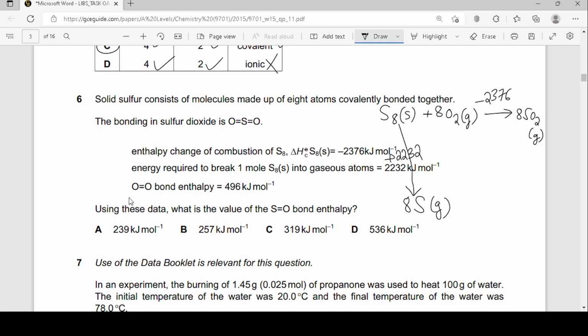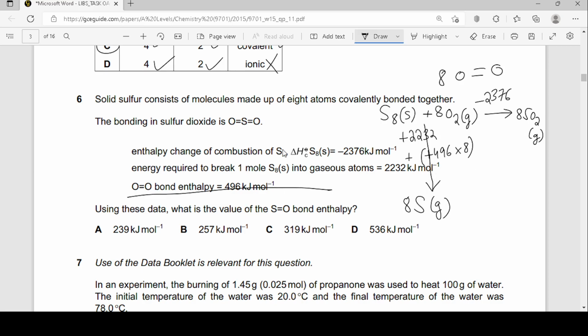Alright, and then they have given me the OO bond enthalpy, which is 496. So again, maybe it's better if I just make 1 arrow here. So just 1 arrow going from both of these. So I have plus 2232, and then for oxygen I have another enthalpy change, which is OO bond enthalpy. So what does OO bond enthalpy mean? It means that this OO bond is broken, right? And I get individual free O atoms from that bond. So I have 8 OO bonds here, don't I? So that means this value, the OO bond enthalpy, 496, I will multiply by 8. Alright, so that is what I have in this arrow.